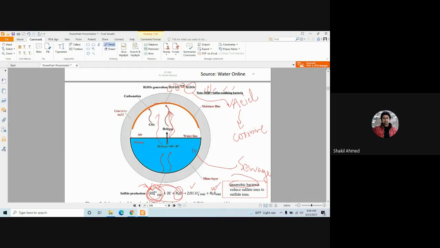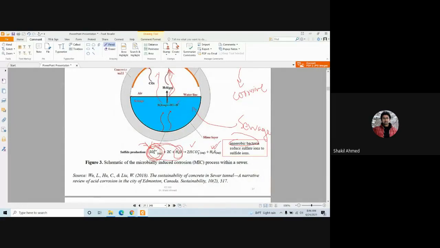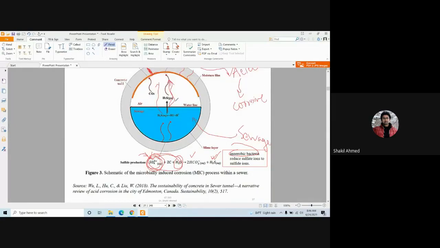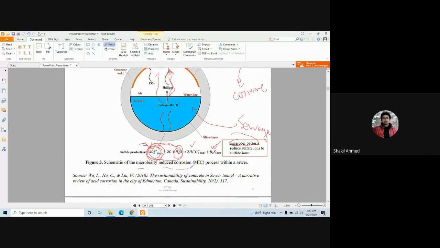That means H2SO4 here makes corrosion in the sewer. As a result, you'll see there is corrosion, that means breakage of the sewer material or pipe. Did I make it clear? Yes, sir. It will create various leaks here, or leakage. So this is called microbially induced corrosion.